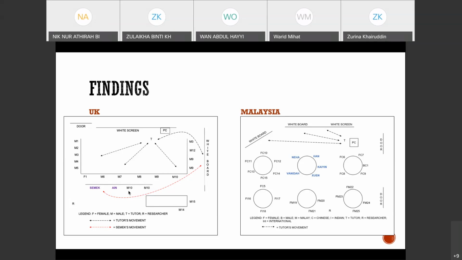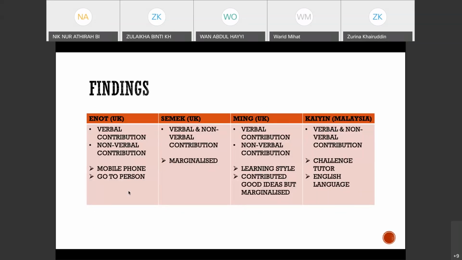Okay, so moving on to the main thing that I wanted to share with you. Why are they interpreted as agentive?